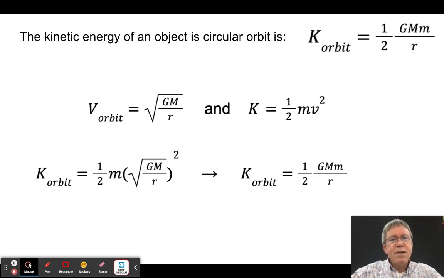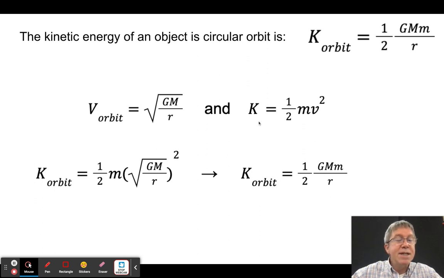Now let's talk about the kinetic energy of an object in orbit, because this leads to an interesting idea, which is how much energy does it take to move something out of orbit? Okay, so this is what the expression is, but I'm going to derive it, then we're going to talk about it. If you'll recall, the velocity of orbit is the square root of GM over r. Hopefully you remember that. If not, you should be able to derive it pretty easily using the centripetal force equation.